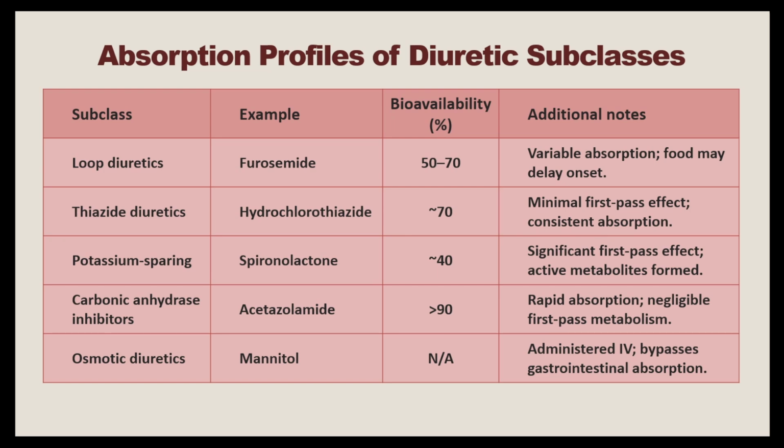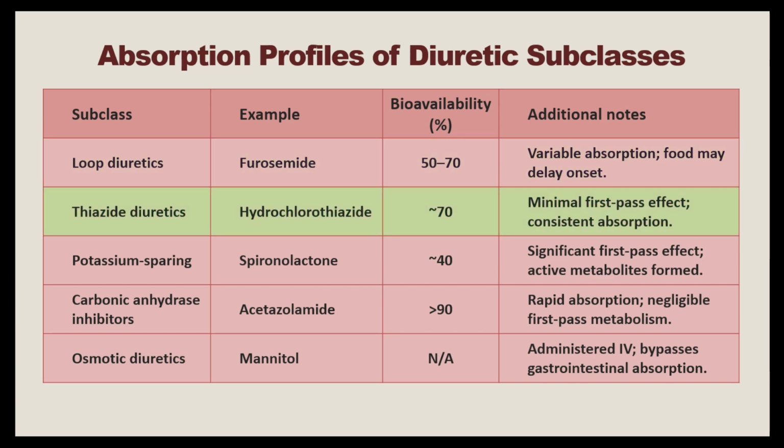The following table presents a detailed summary of the absorption profiles of major diuretic subclasses, highlighting key differences in their bioavailability and the impact of the first-pass effect. This structured breakdown facilitates a clearer understanding of how each subclass is absorbed, ultimately impacting their onset of action and therapeutic efficacy. For instance, loop diuretics like furosemide exhibit variable bioavailability, 50 to 70%, due to erratic gastrointestinal absorption.